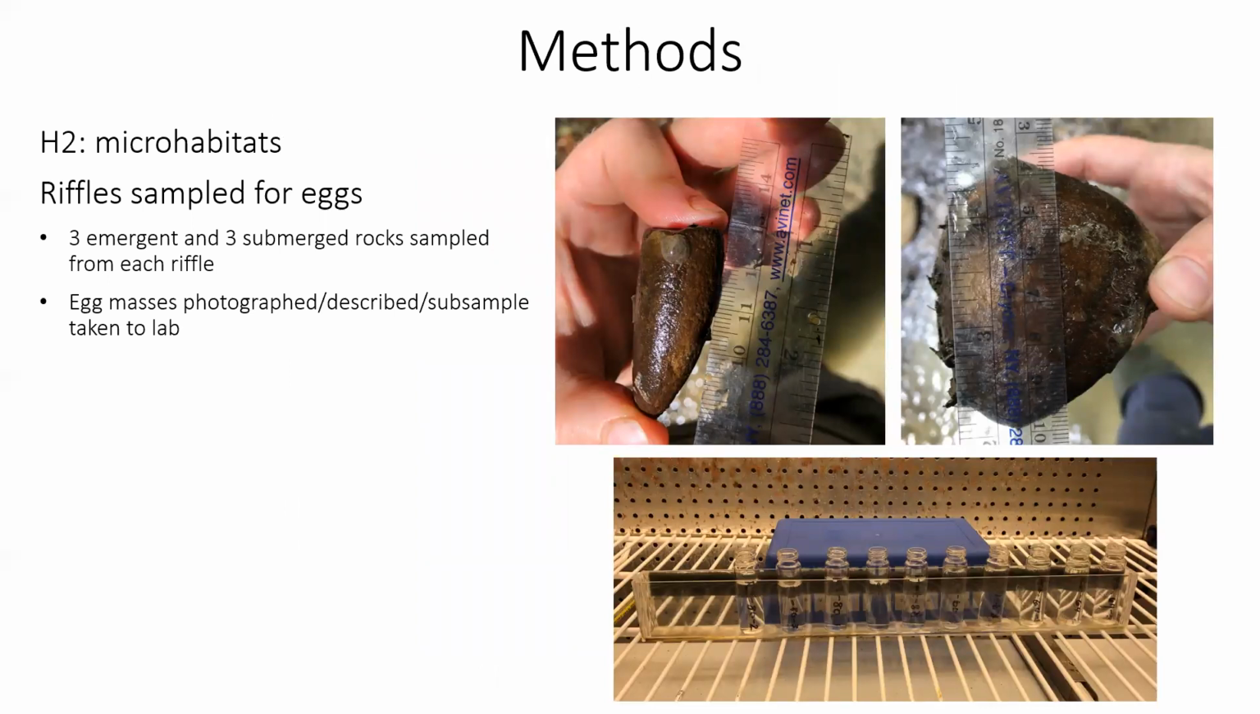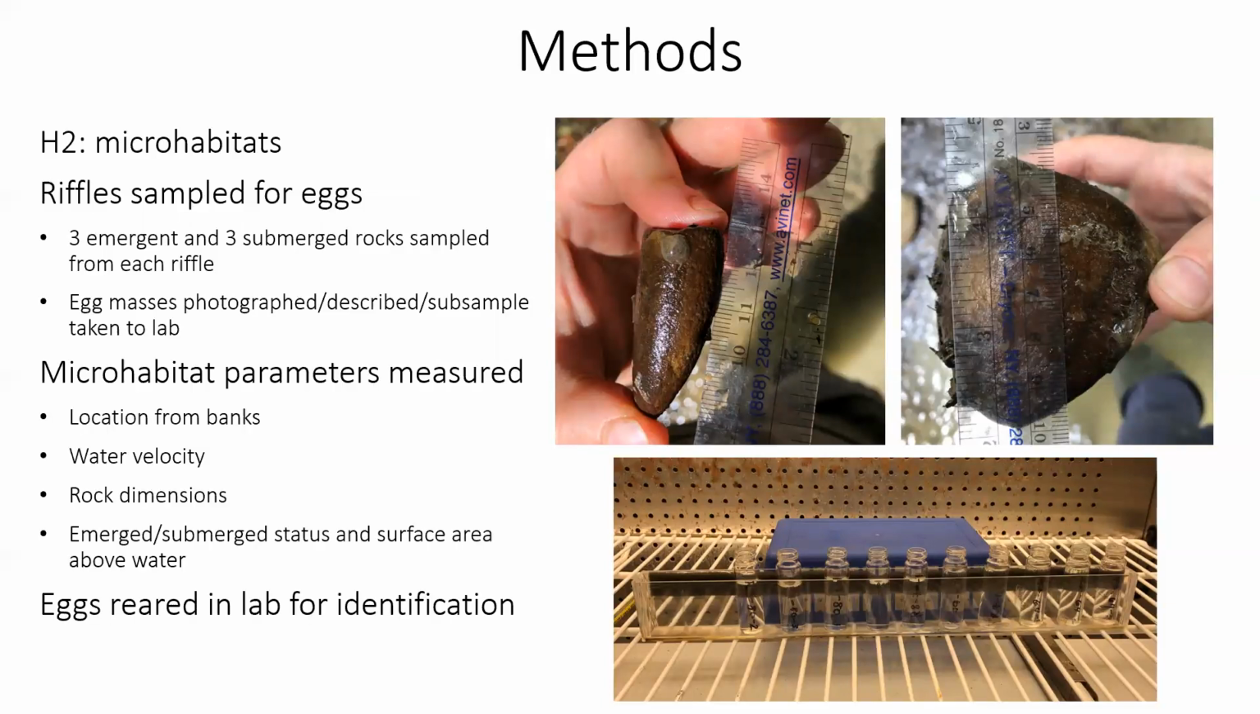Moving on to our second hypothesis, that community diversity in our study stream was limited at the microhabitat scale, we also sampled each of our 9 riffles for insect eggs. From each riffle, we looked at 3 large emergent rocks and 3 small submerged rocks.